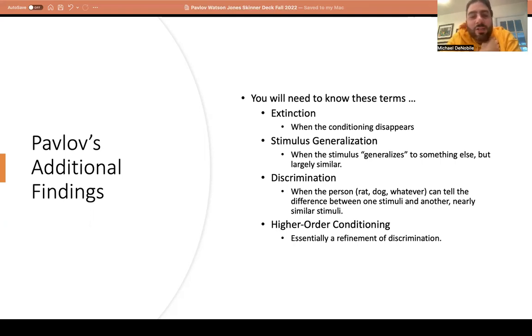There is stimulus generalization when the stimulus generalizes to something else that is largely similar. So, for example, it may not be the Windows sound, but Dwight might respond every time he hears a sound similar to the Windows sound. He might want an Altoid every time he sees it. Discrimination occurs when the individual can tell the difference between nearly similar stimuli.